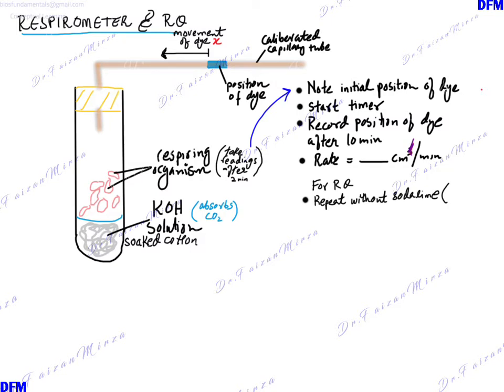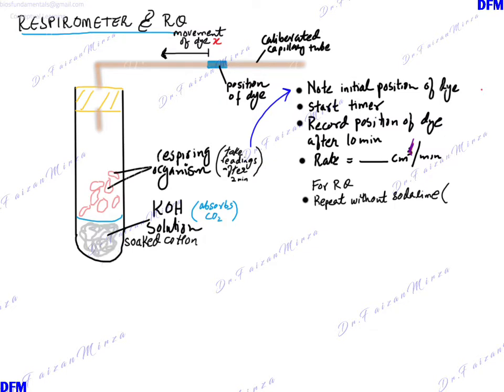When using a respirometer to compare different organisms, we need to make sure that the organisms weigh the same, so we need to take the same mass of the organism. For example, if I'm comparing germinating seeds, peas, insects, or insect larvae, or any living organism, I need to make sure that the mass of the respiring organisms stays the same, and the time that I'm giving them stays standardized as well. The amount of carbon dioxide absorbent, the potassium hydroxide solution soaked cotton, should also stay the same.